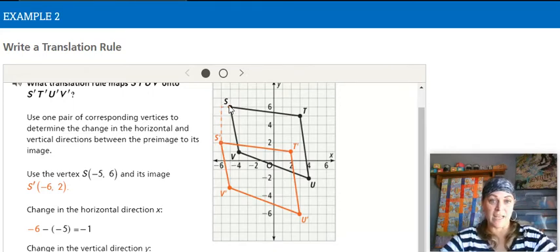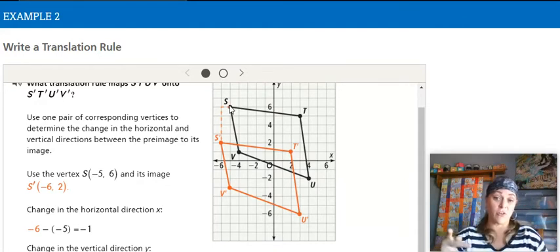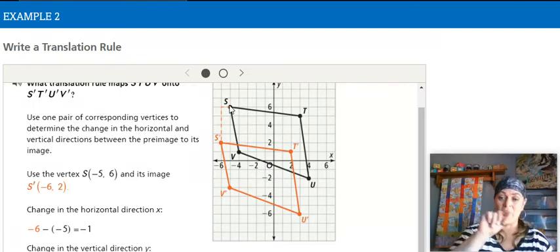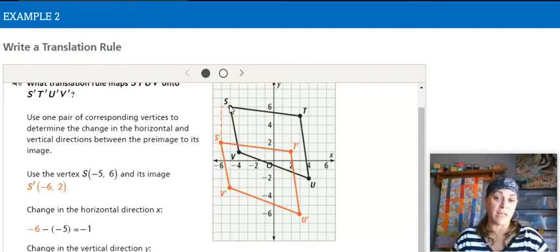What's the difference between -5 and -6? That's 1. On a graph, I didn't do that math. I just counted. So if you have the pre-image and the image, just count. How much did it move left or right? How much did it move up or down? And then you can create your rule.